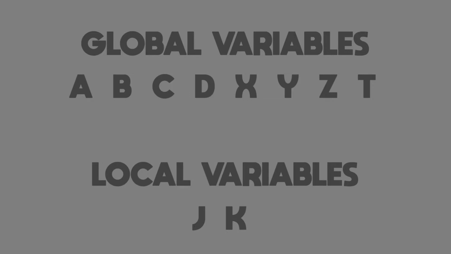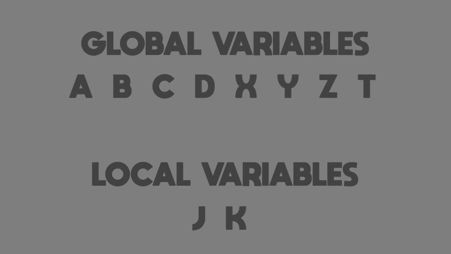So firstly, we have the variables A, B, C, D, X, Y, Z, and T, which are all what we call global variables. There are also a couple of other variables, J and K, which are local variables, and I'll explain the difference between these shortly.